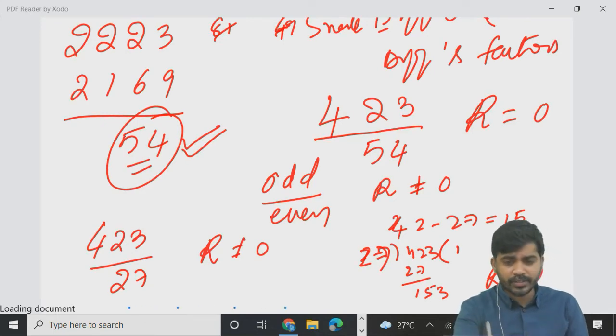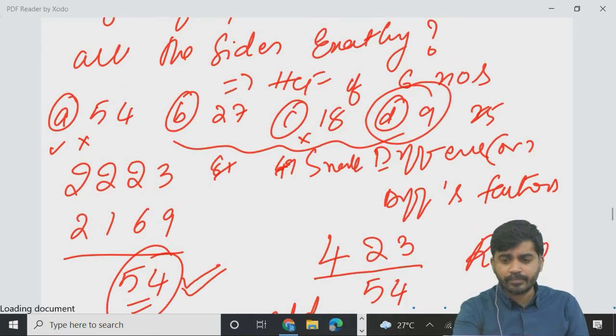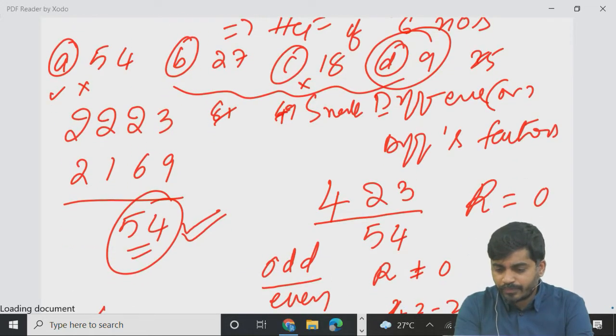No need to check this. So answer is 9. Answer is 9. 27 is not a factor of 423. So 27 also eliminated.